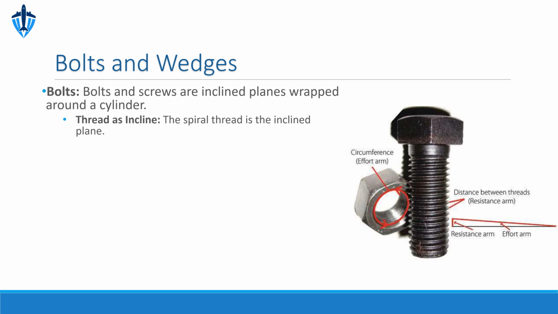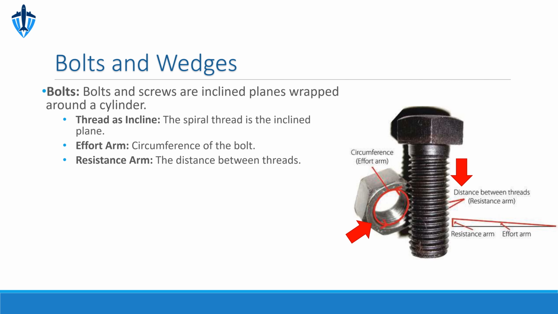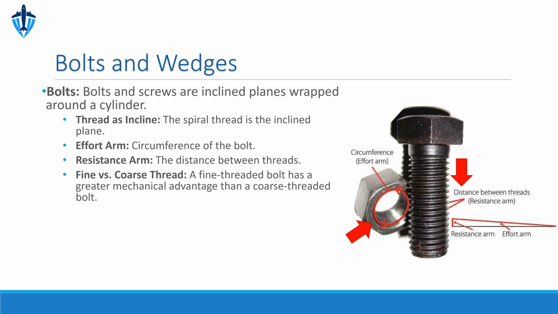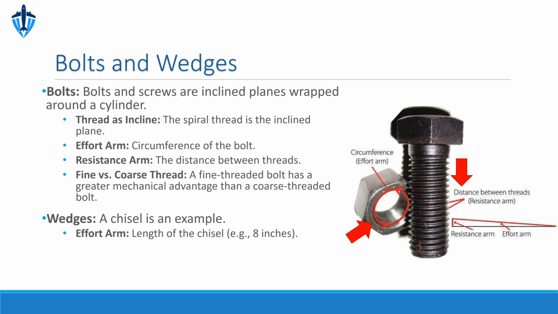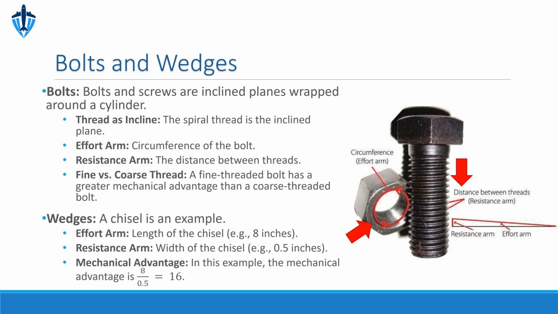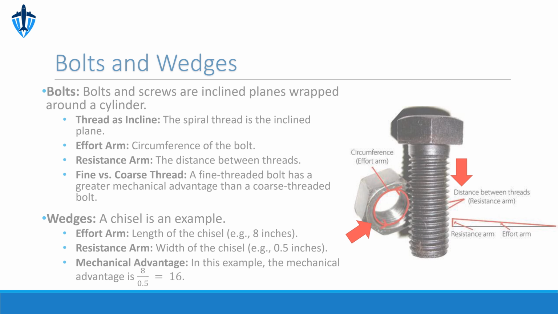A bolt has a spiral thread that runs around its circumference. The circumference acts as the effort arm, and the distance between threads is the resistance arm. Fine-threaded bolts have a greater mechanical advantage. A wedge, like a chisel, also uses this principle. The length of the chisel is the effort arm, and the width is the resistance arm. A chisel that is 8 inches long and half an inch wide would have a mechanical advantage of 16.